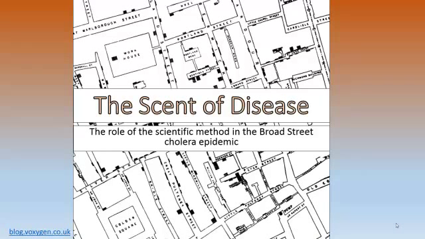For this unit, I thought I would go over how the scientific method was important in figuring out that cholera was a waterborne disease, specifically in what Dr. John Snow found out from the Broad Street cholera epidemic.